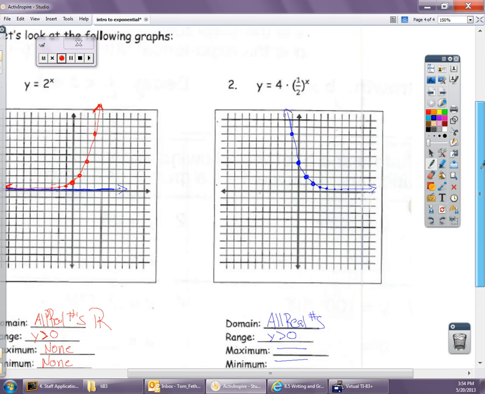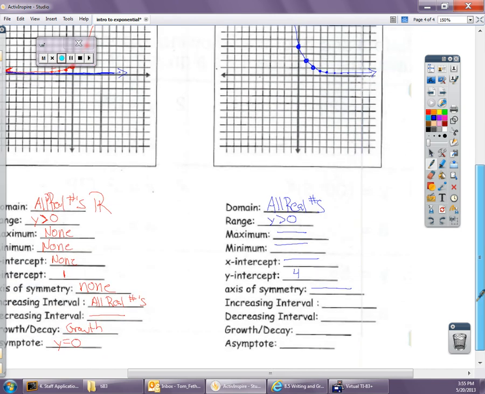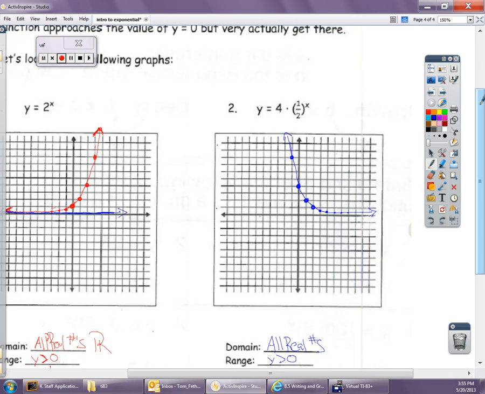Now if we look at this, is our graph increasing or decreasing? Well, the graph is decreasing, so it's always decreasing. There's no increasing interval, so it's decreasing for all real numbers. And is it a growth or a decay? Well, it's decreasing, it's a decay. Also, the b value is between 0 and 1. And our asymptote, this line gets very close to y equals 0, but it never actually touches it, it never crosses it. And those are some of the properties of exponential functions, labeling a and labeling b.